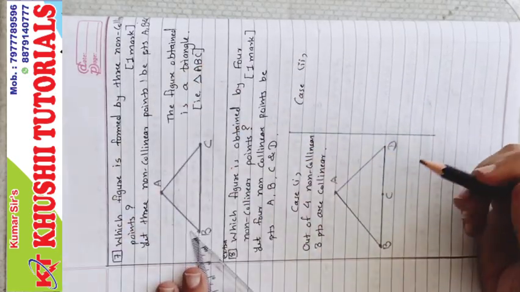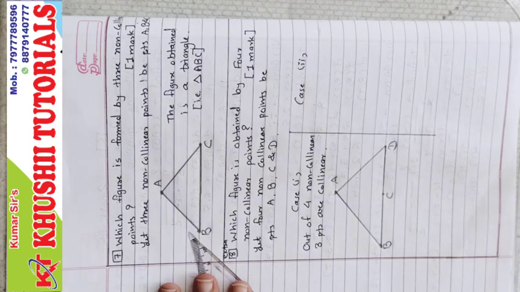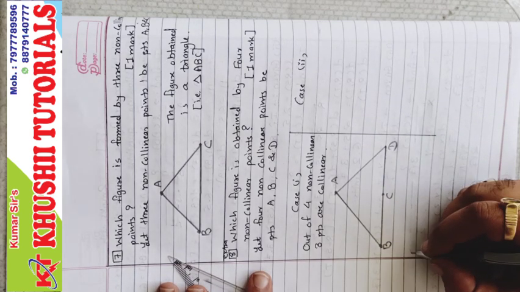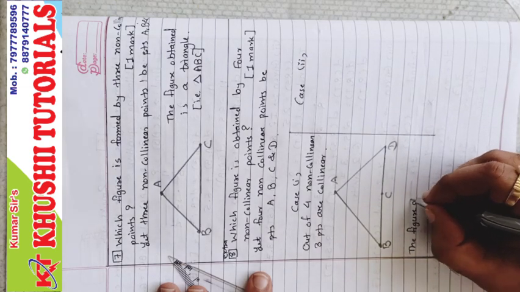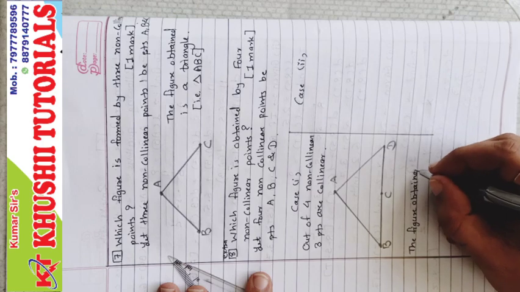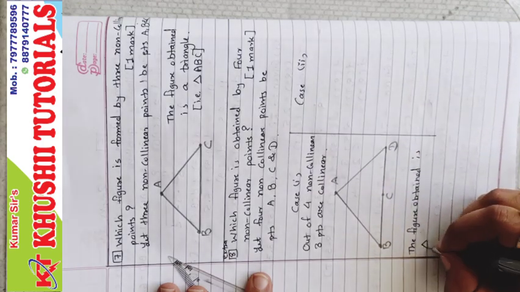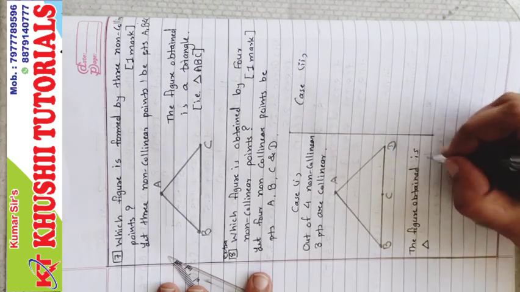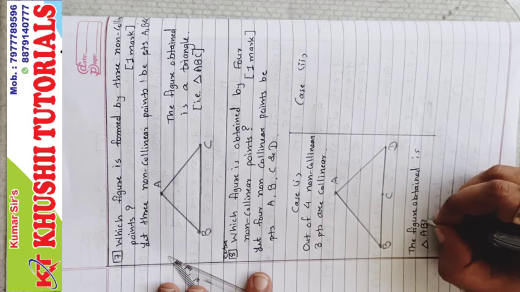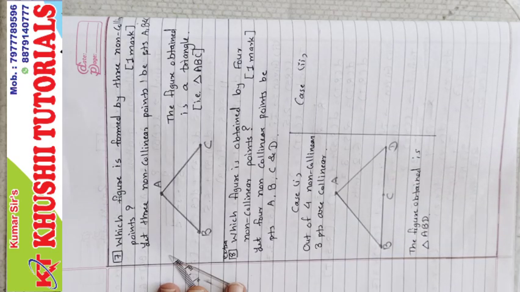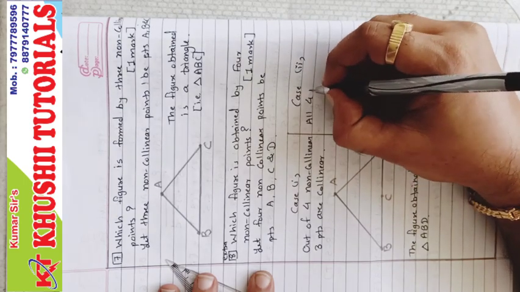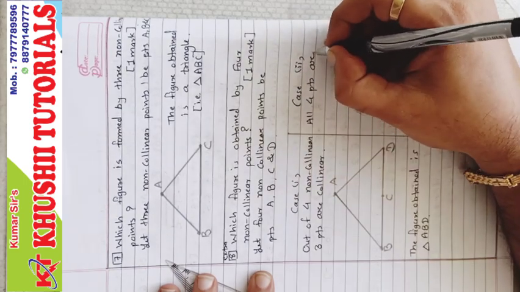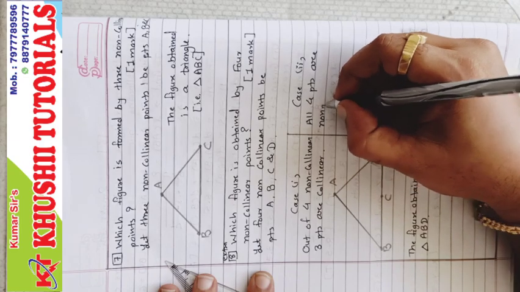Which figure is obtained? A triangle. Even by 4 non-collinear points, this way a triangle is obtained. The figure obtained is triangle ABD. The next, case 2. Now all 4 points are non-collinear.